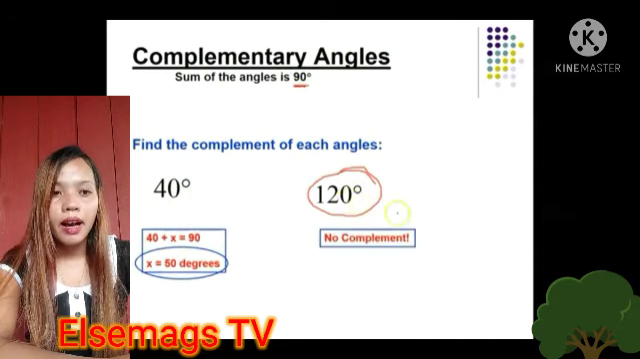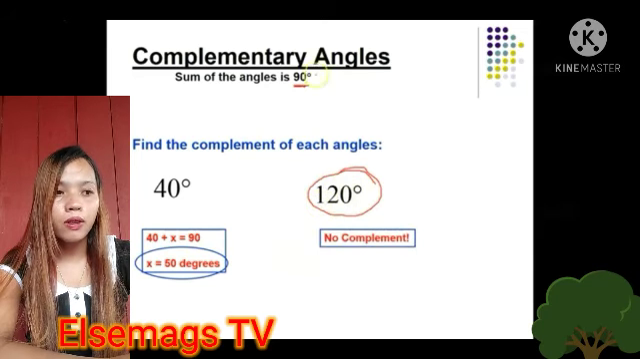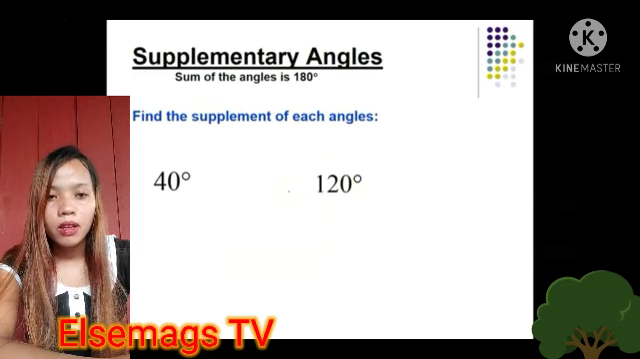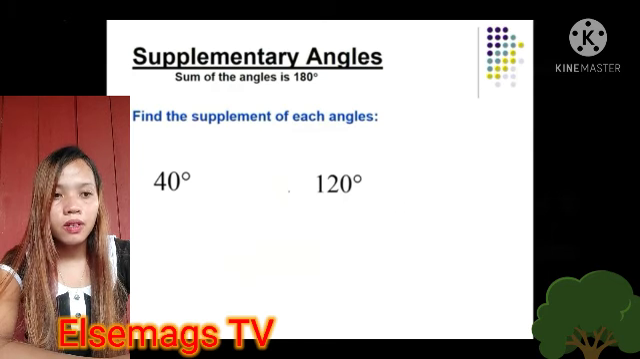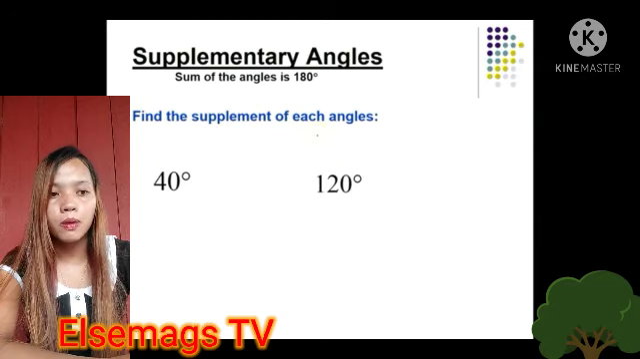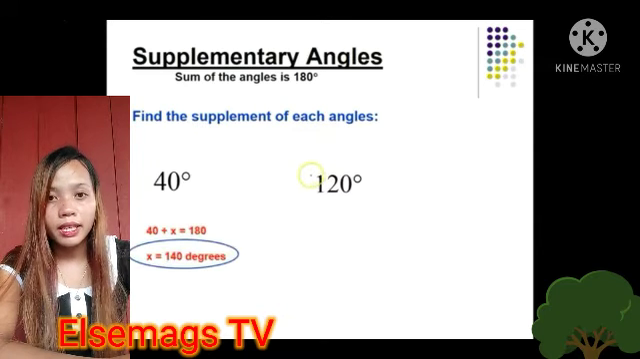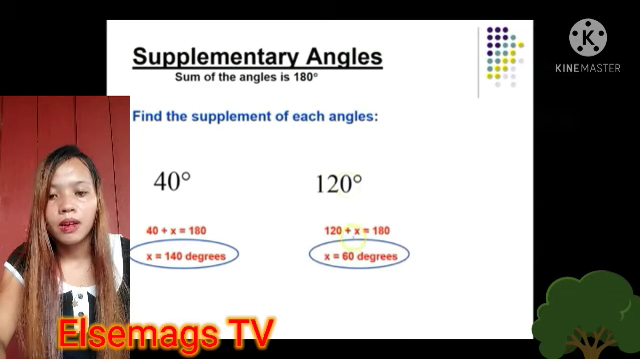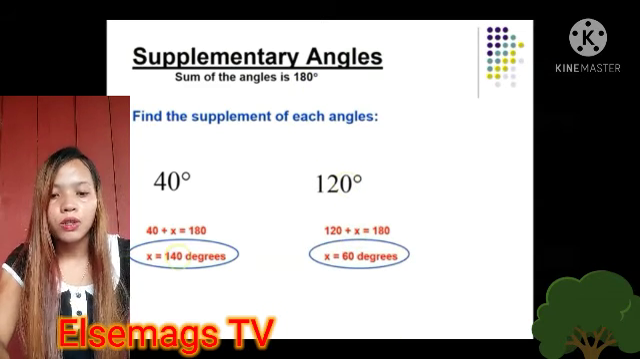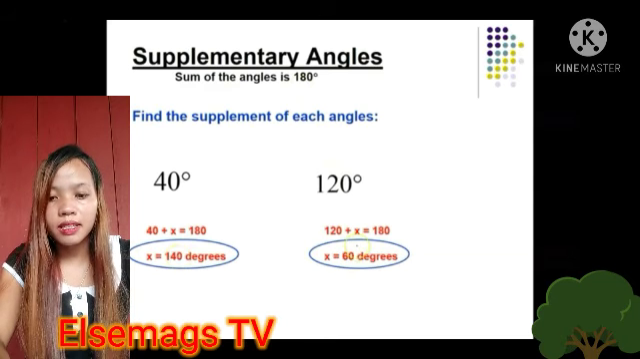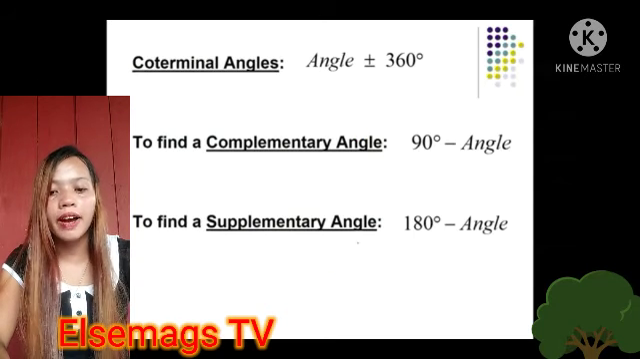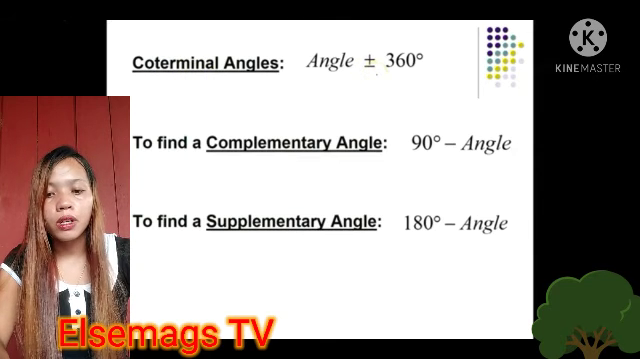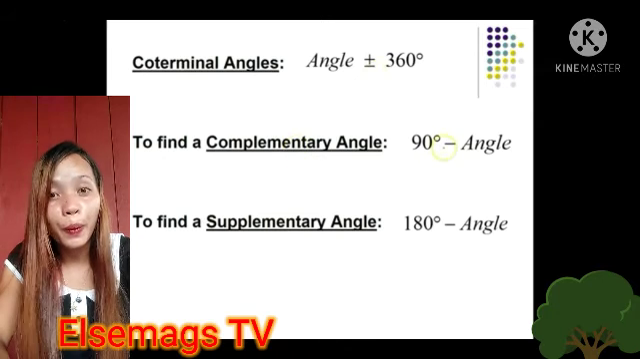Now, we come to supplementary angles. Find the supplementary angles. Complementary is 90 degrees, supplementary is 180 degrees. So the two supplementary angles are added to 180 degrees, and therefore we have 140 degrees and 60 degrees. To summarize, for coterminal angles we add and subtract 360 degrees. For complementary angles, you find the value of the angle and subtract it from 90 degrees, and for supplementary angles, subtract from 180 degrees.